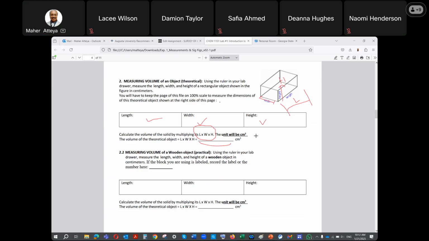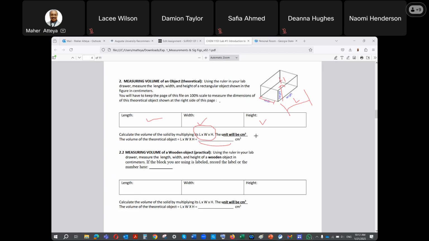If you don't have a ruler, you can buy one at Walmart, Target, whatever. I think they are even less than $1, a small one. You need a small one to measure those lengths. That's the only one you need. Okay, guys? Following?